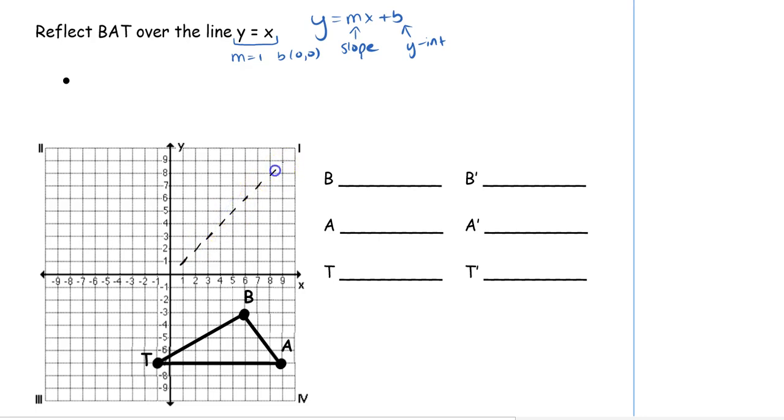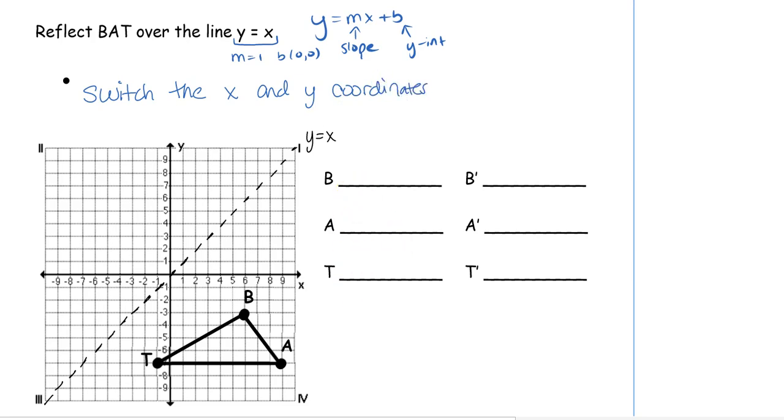What we're going to do is reflect over this line y equals x. We have a little bit different of a process than if we had our horizontal or our vertical line. It's actually kind of easier. To do this one, all you have to do is switch the x and y coordinates.